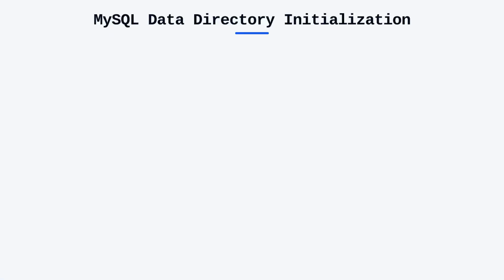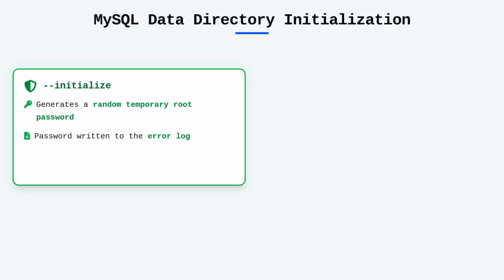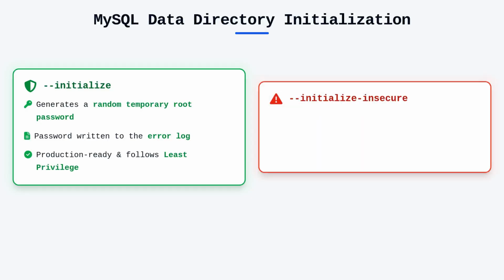Managing the initialization process requires a clear distinction between the initialize and initialize-insecure flags used during the bootstrapping phase of a new data directory. When you run mysqld --initialize, the server generates a random temporary root password and writes it to the error log, which forces you to reset it immediately upon your first login. This is the secure, production-ready path that adheres to the principle of least privilege from the very start of the installation lifecycle. In contrast, using the initialize-insecure flag skips this password generation entirely, leaving the root account unprotected and potentially accessible to anyone who can connect to the server.